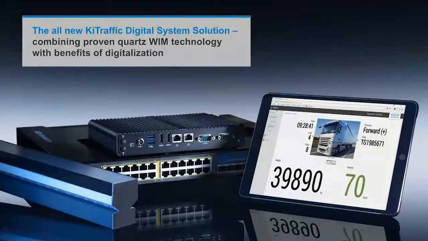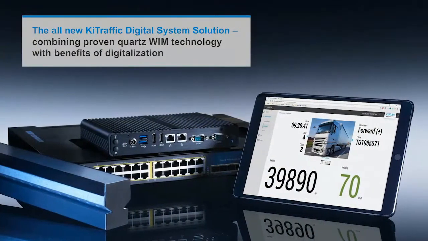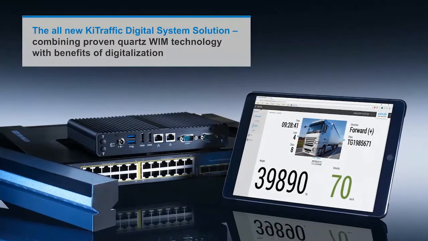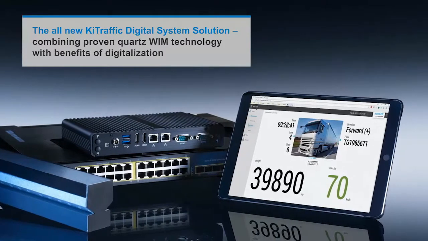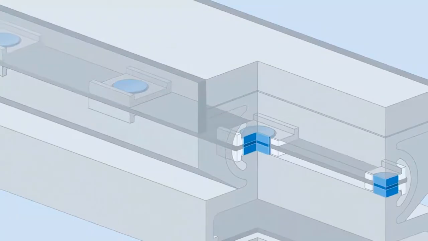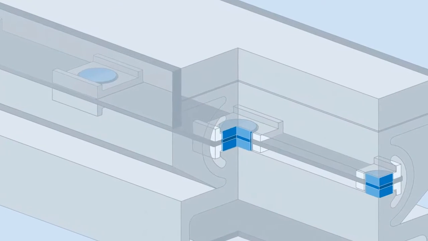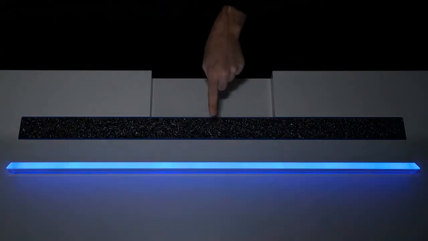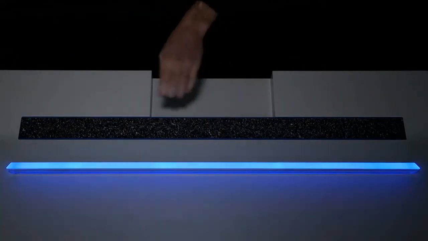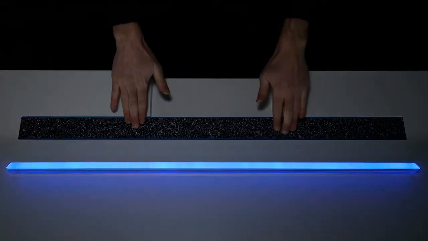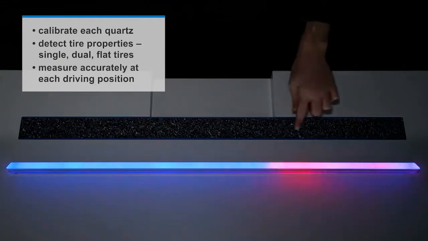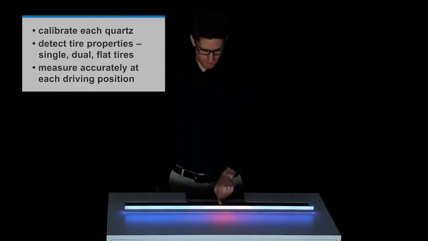It is a completely integrated WIM system that combines proven quartz-based WIM sensors with the latest benefits of digitalization, ready to use. KiTraffic Digital delivers an unprecedented level of accuracy and reliability, driven by the new Linneus digital sensors with a unique design, multiple individually measuring quartz. This allows the sensor to calibrate each quartz, detect tire properties, and measure accurately at each driving position.